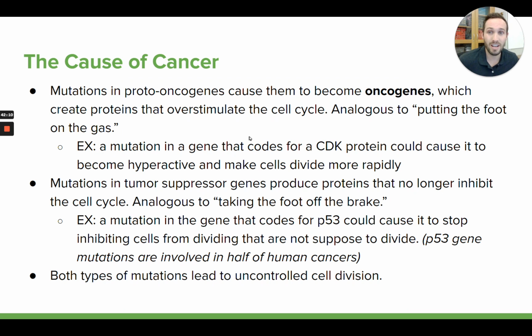To give you some examples of these types of mutations that could lead to cancer, if you have a mutation in a proto-oncogene, that could sometimes lead them to become oncogenes.